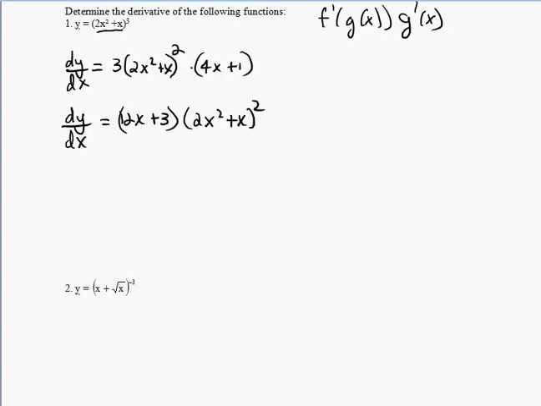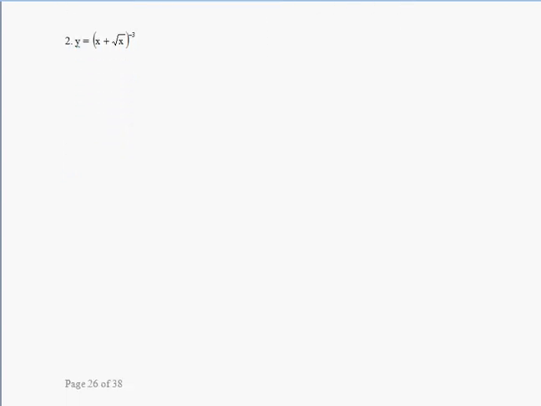Our next one's chain rule again. We have the outer function is not cubing, but to the negative third power. Our inner function is just x plus the square root of x. The square root of x is kind of ugly, so I'm going to rewrite it. So it's x plus x to the 1/2 to the negative 3. So our outer function is derivative of to the negative third power. Power rule, bring the exponent down, subtract 1 from the exponent.